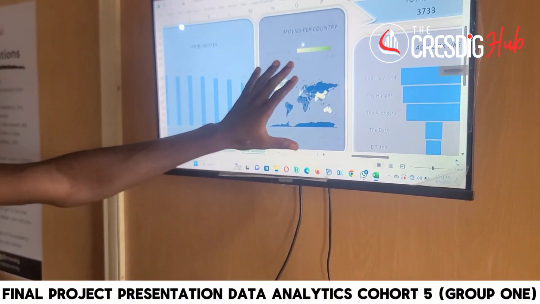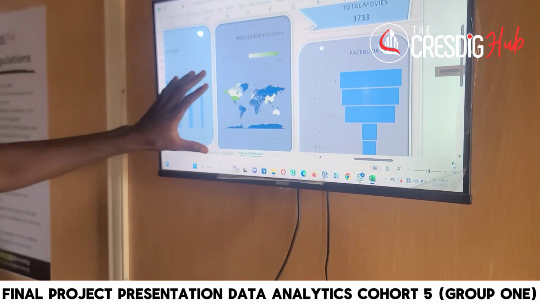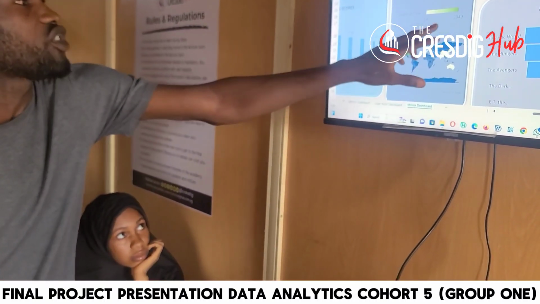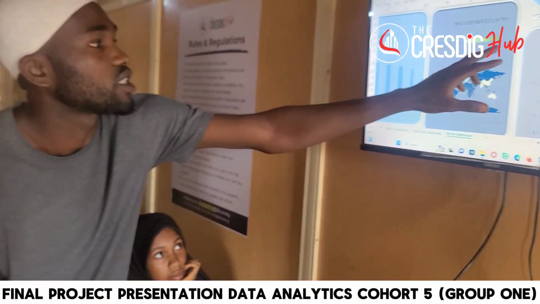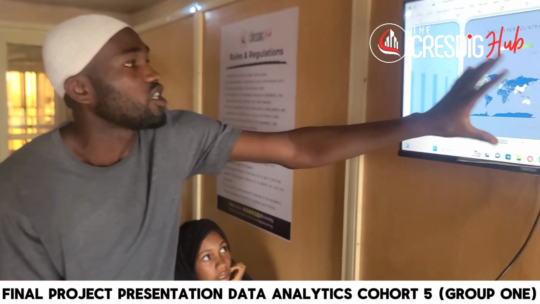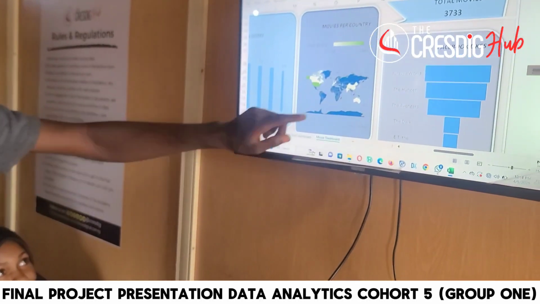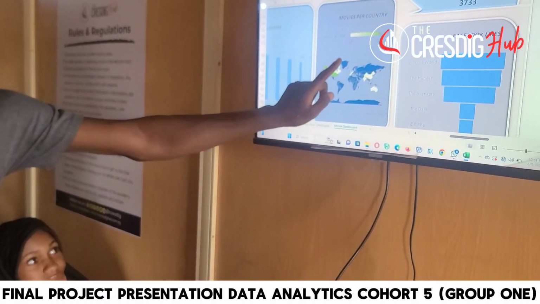Now, these are the countries. It is a map. We use the map to determine the countries. These are the count of countries. We have 2,949 countries. This is the least count, and this is the highest count. All these symbols are the countries.